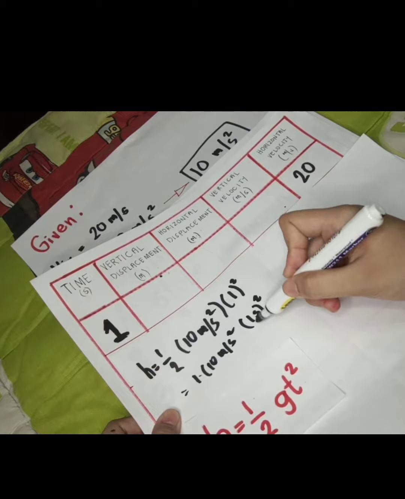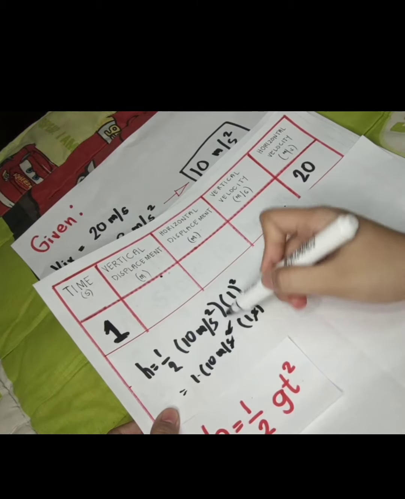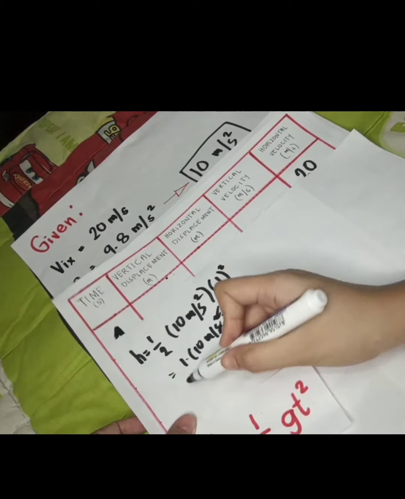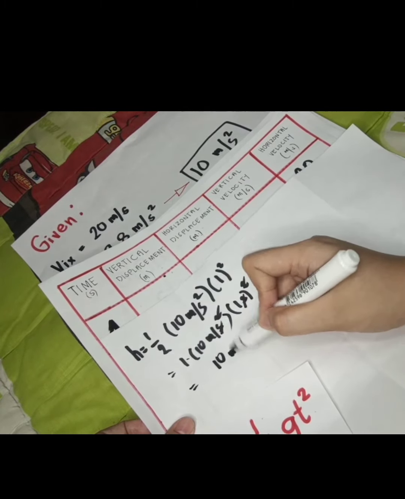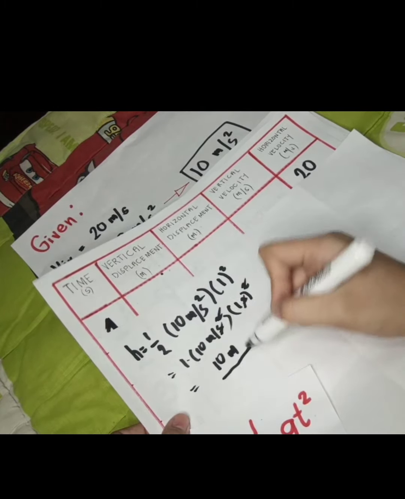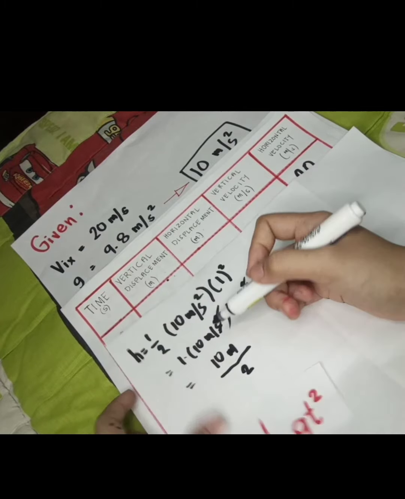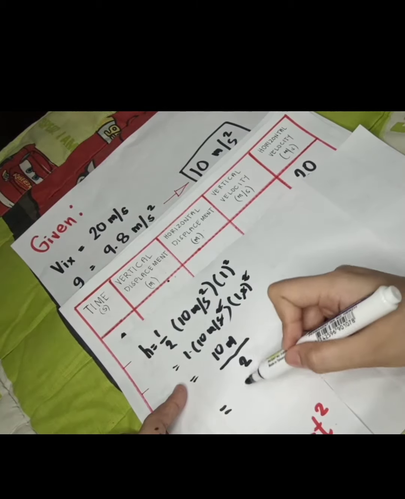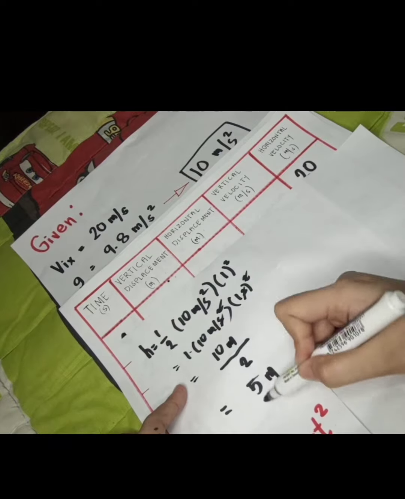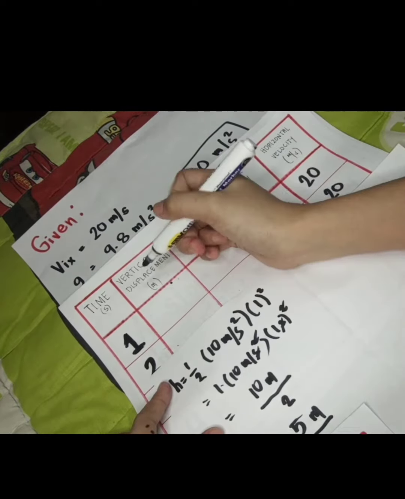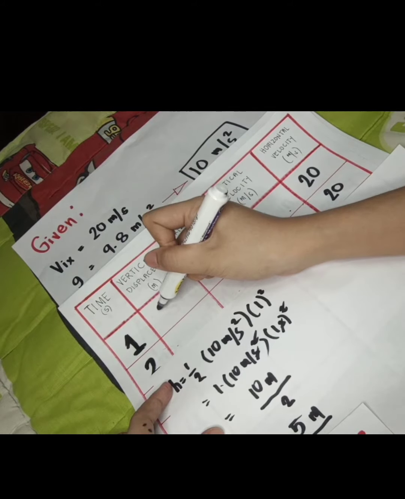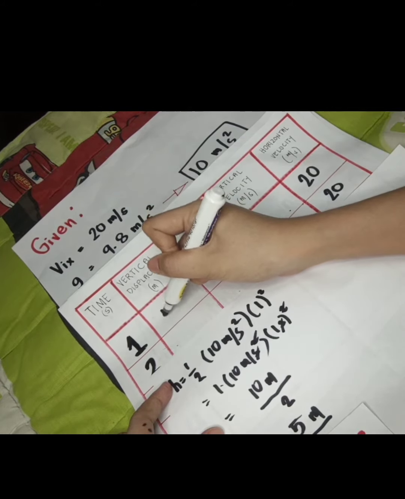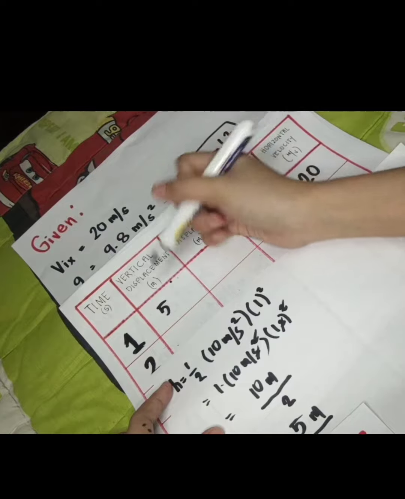So, we can cancel this squared. Ayan, and matitira na lang is 10 meter divided by 2. The answer will be 5 meter. So, this is our vertical displacement for number 1 na time interval. So, that would be 5 meter.